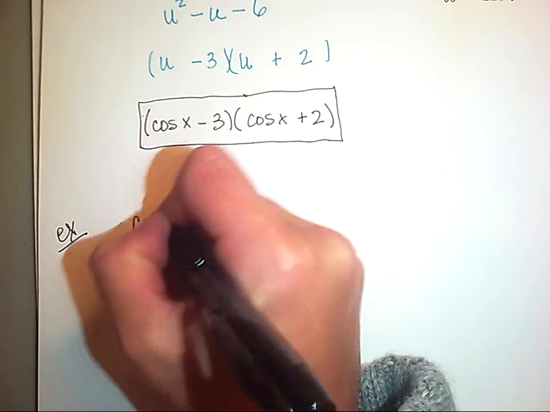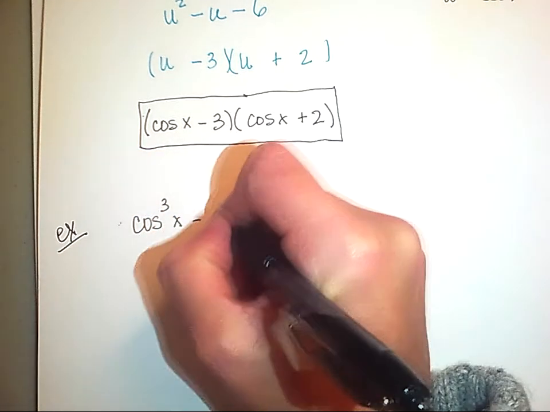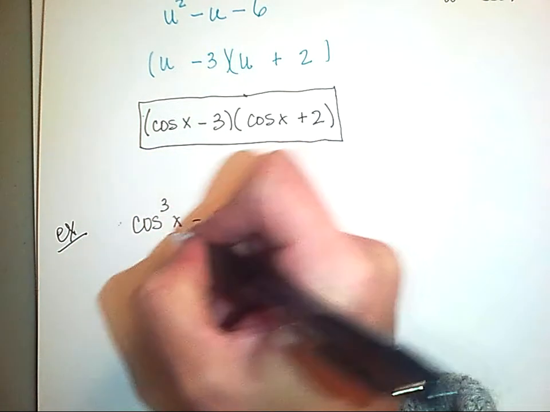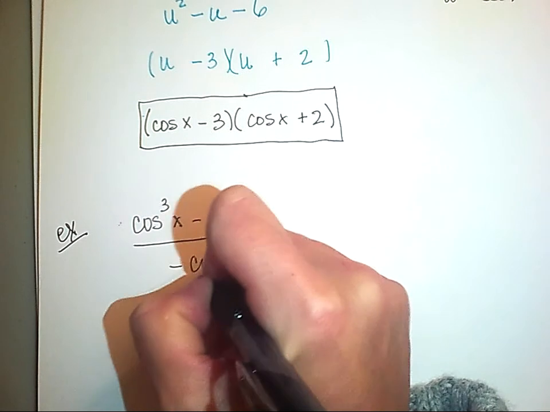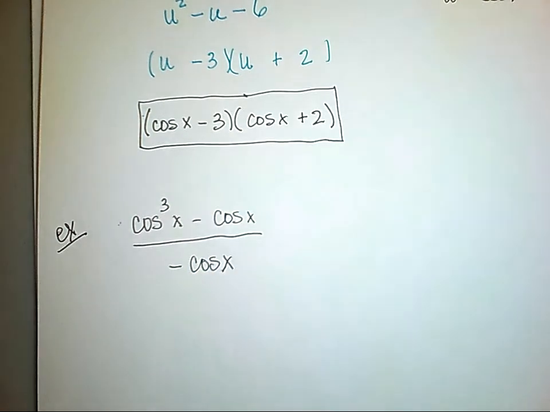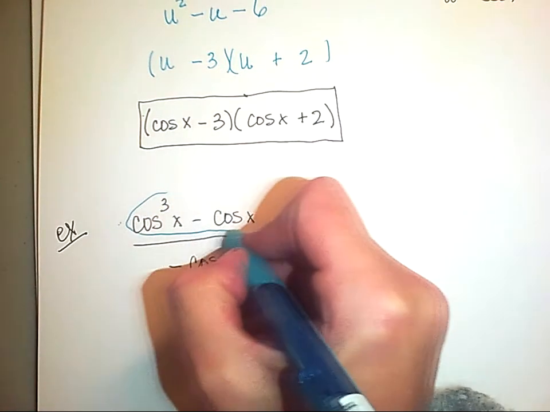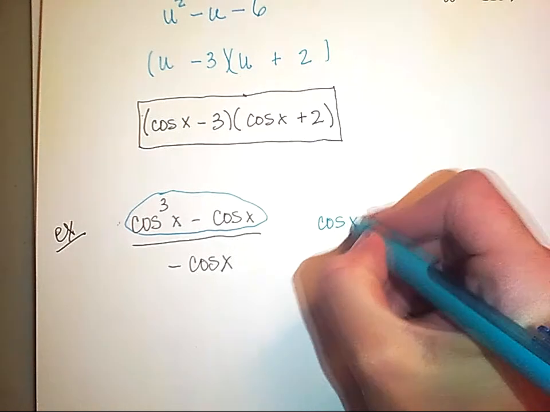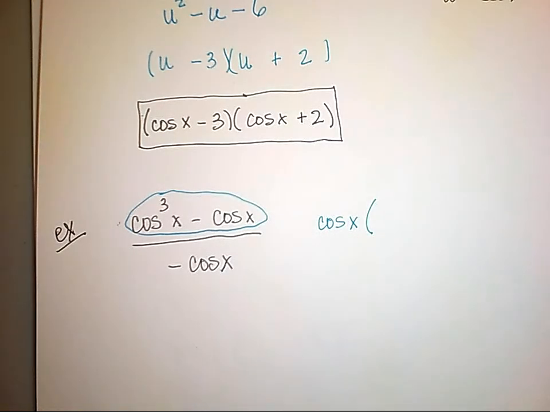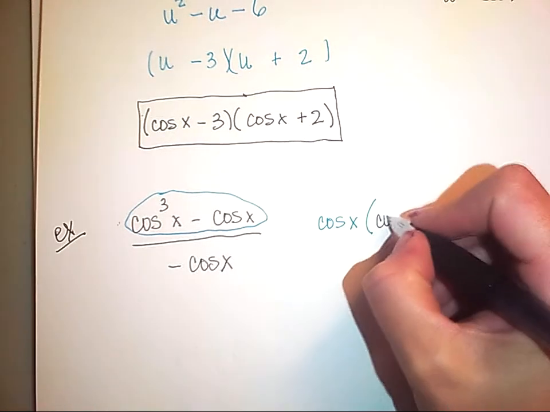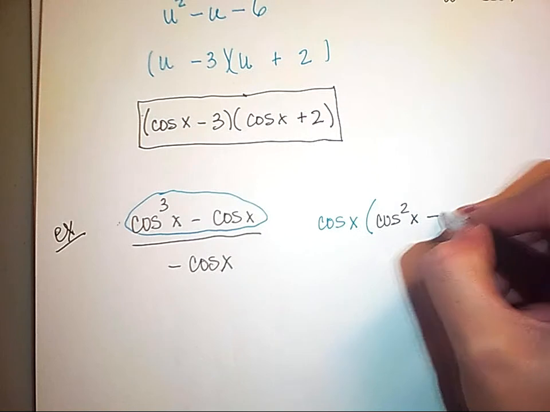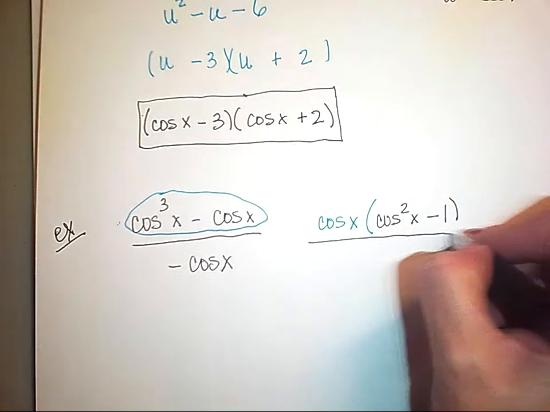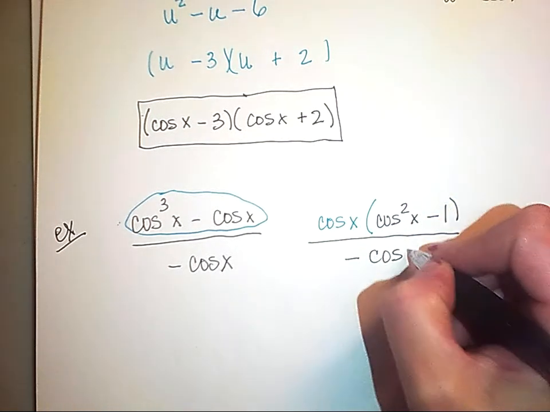What if we had to simplify cosine cubed of x minus a cosine of x, all over minus cosine of x? Well, up top, I do have a greatest common factor, and that is a cosine of x. So when I factor that out, I'm left with cosine squared x minus 1 over negative cosine of x.